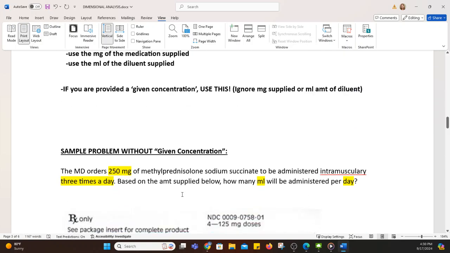So let's start with a problem that does not give us the given concentration. That means we need to figure it out, okay? So the doctor orders 250 milligrams of methylprednisolone sodium succinate to be administered intramuscularly, or IM, 3 times a day. So they're getting an injection of 250 milligrams of this medication. Based on the amounts applied below, how many mils will be administered per day? So the other thing I recommend is highlighting or underlining the stuff in the problem that you think you might need to solve the problem. And that's what I did here.